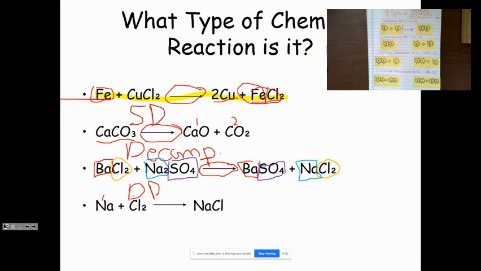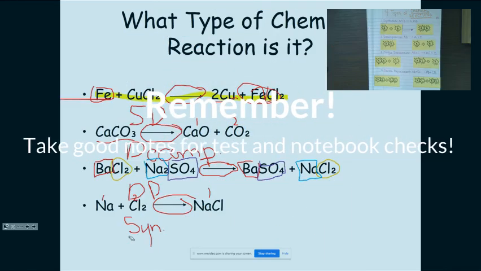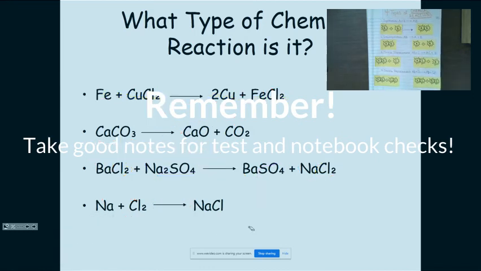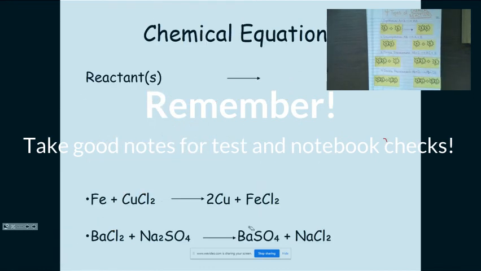Our very last one is Na plus Cl2 produces NaCl. So this one, we're going to think, okay, we start out with two things, 1, 2, and we're ending after the reaction with one thing. So we're basically combining them. So this will be synthesis, and I'll put SYN for synthesis. Like I said before, we're starting out with two things, and then we end up with one, combining them together.